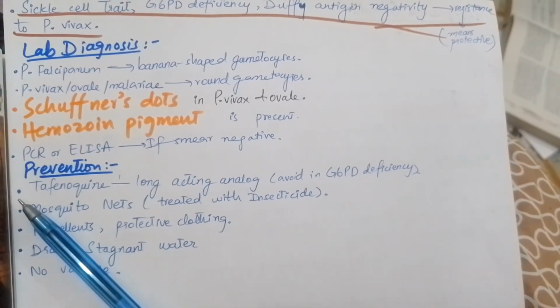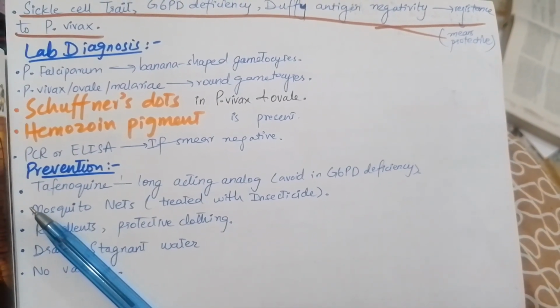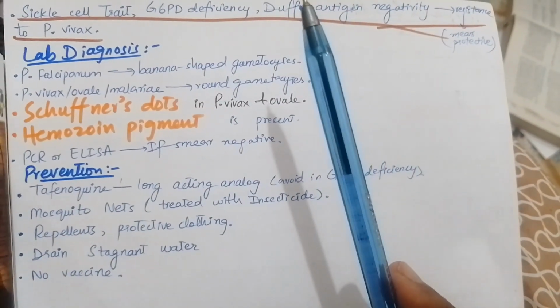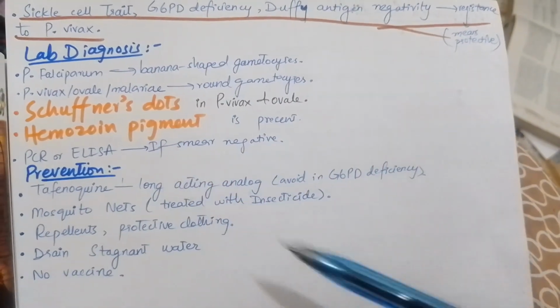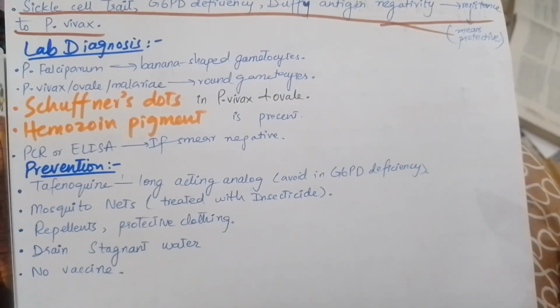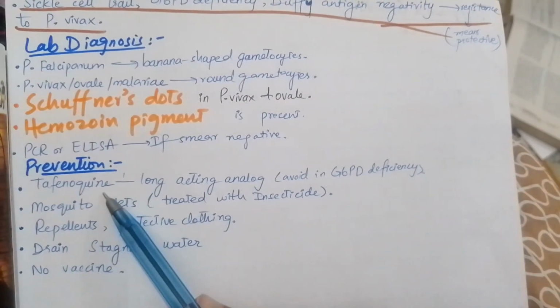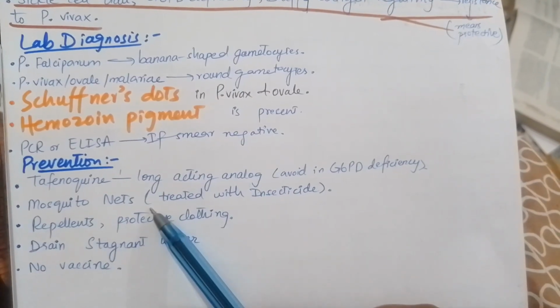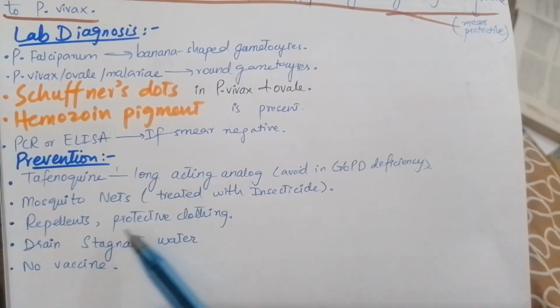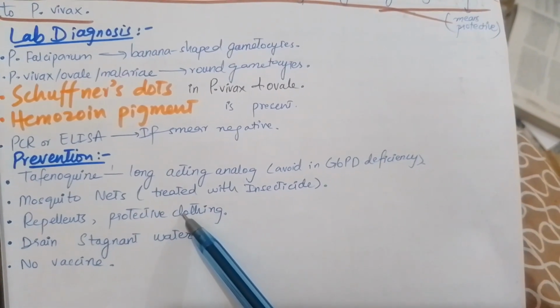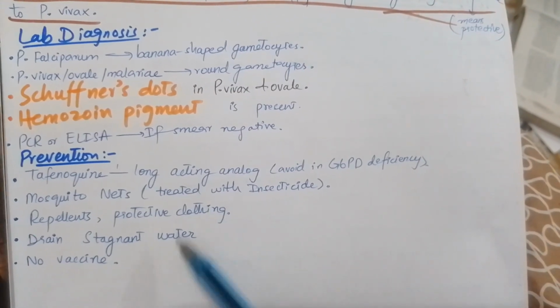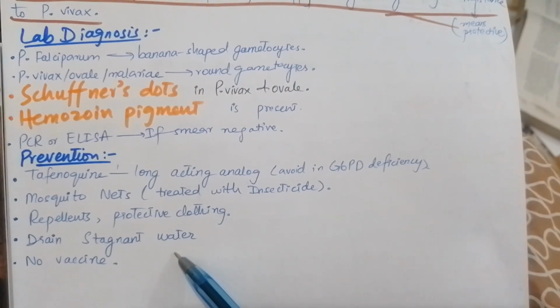How do we prevent it? As I discussed, for chloroquine resistant areas mefloquine, and atovaquone with proguanil was also used. Tafenoquine is also used as the long acting analog and it is avoided in G6PD deficiency. Mosquito nets treated with insecticide, repellents and protective clothing are also part of prevention, and drain the stagnant water. Still no vaccine is available, but these preventive measures can reduce the disease.